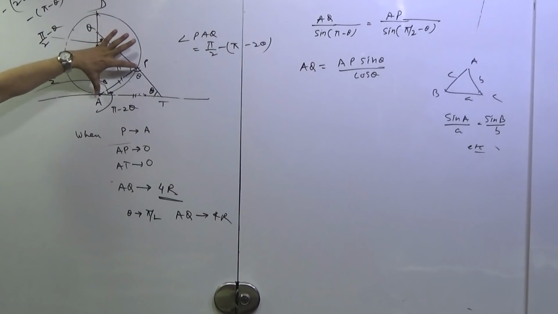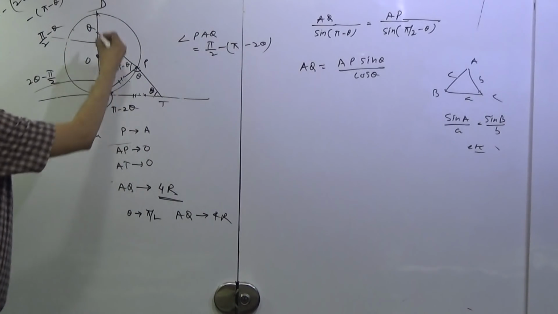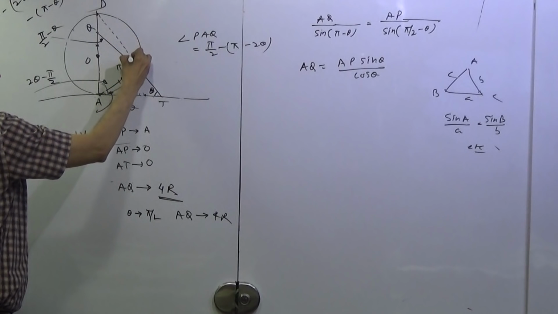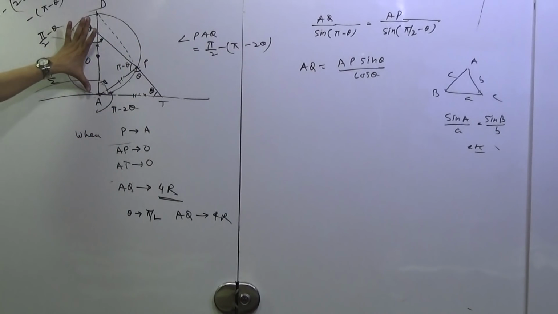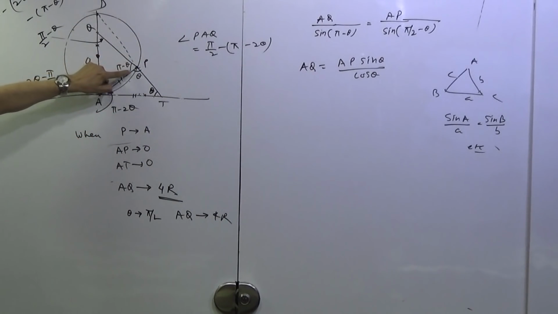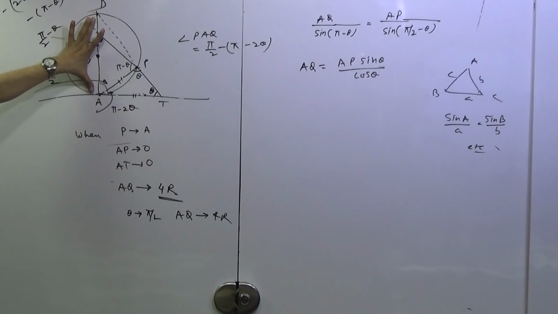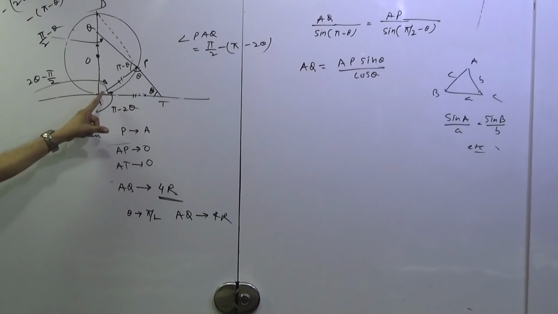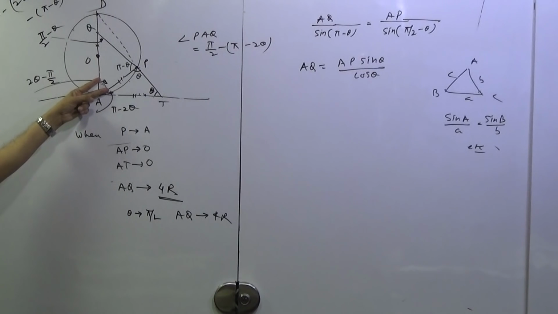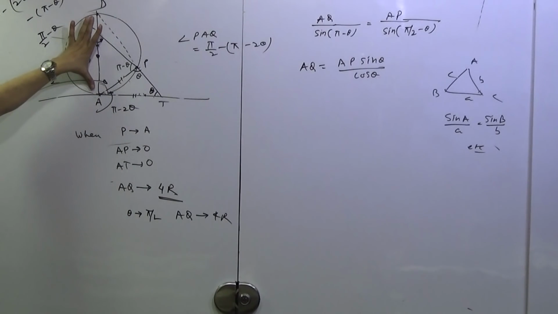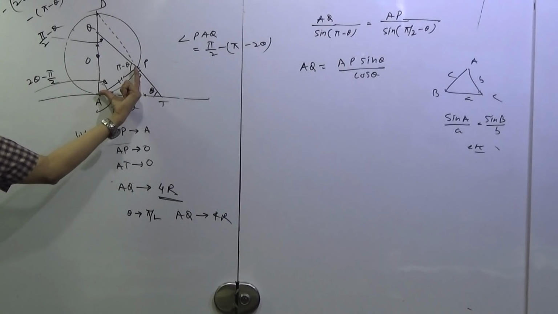Can you find AP in terms of theta? Just join this. And look at this right angle triangle. This is the diameter and this is the right angle, and this is your radius. Is there any angle you know in terms of theta to calculate this? Yes, we know this angle, 2 theta minus pi by 2. So this is 2 theta minus pi by 2, and AP you have to find out.